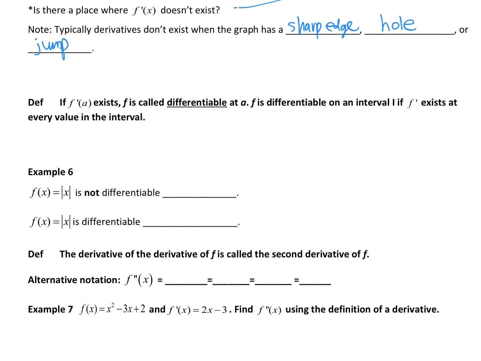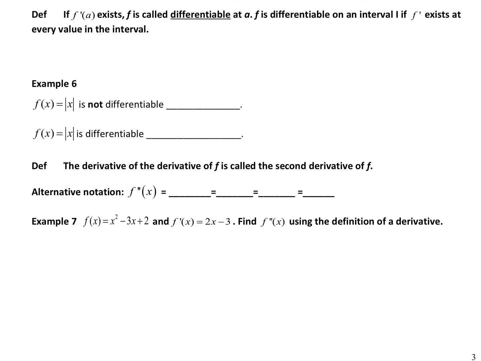So let's look at the next definition. If f prime of a exists, then f is differentiable at a. So if the derivative exists, we'll say the function is differentiable at that point. And if it's differentiable on some interval, that means the derivative exists at every number in the interval. All right, so as we said before, absolute value is not differentiable at x equal to 0. That means it's differentiable everywhere else. So I can say -infinity to 0 union with 0 to infinity. Right?